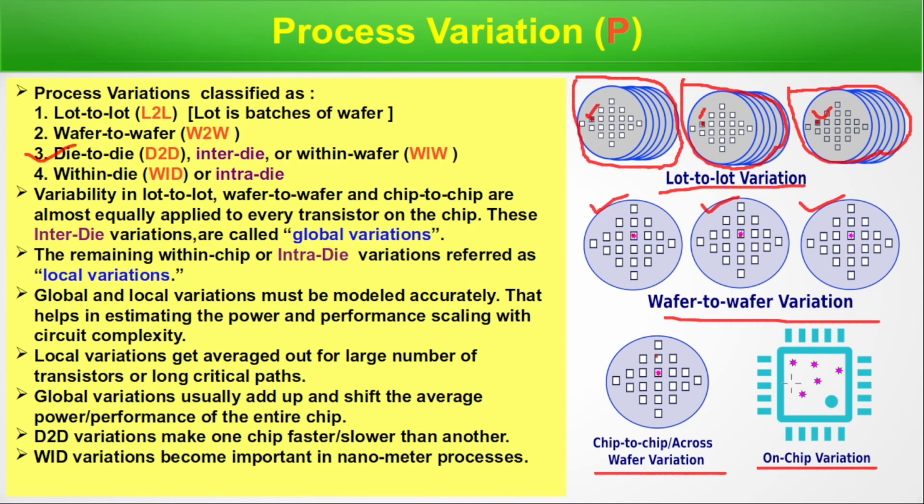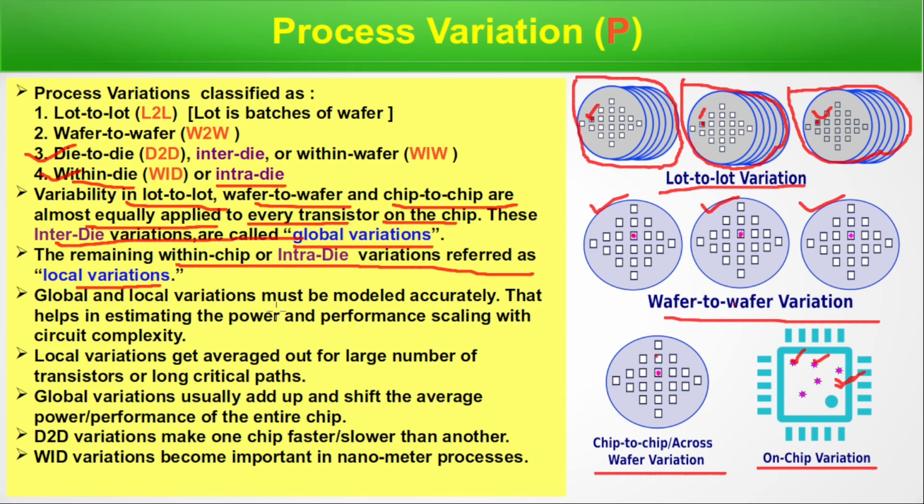This one is third. And the fourth one is within a die, where there are a huge number of MOSFETs. One MOSFET is different from another. That is on chip, or intra die, or within die. These are four types of variation. Variability in lot to lot, wafer to wafer, and chip to chip is applied almost equally to every transistor on chip. These inter die variations are called global variations, and the remaining within chip or intra die variations are referred to as local variations. These three are global: lot to lot, wafer to wafer, and chip to chip. These are global variations and this is local variation.